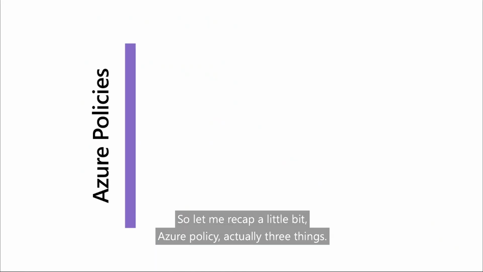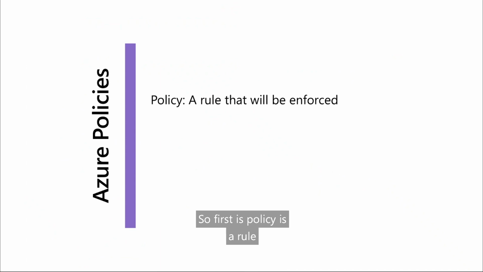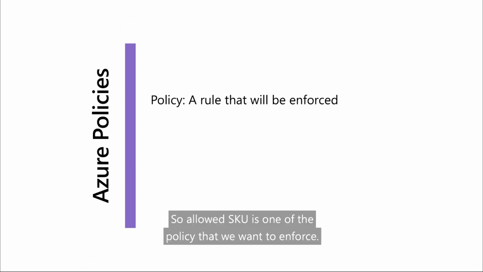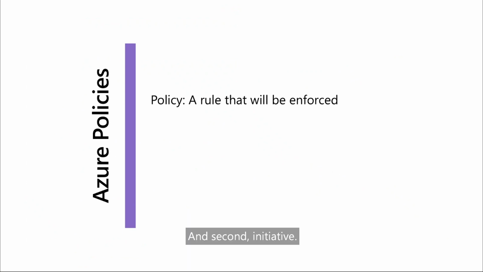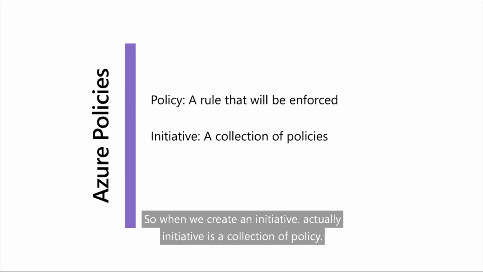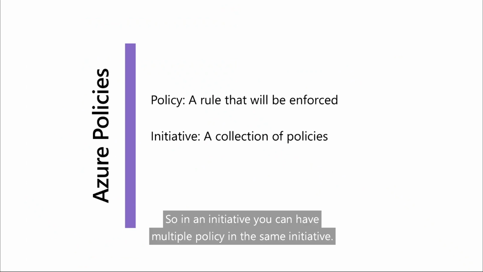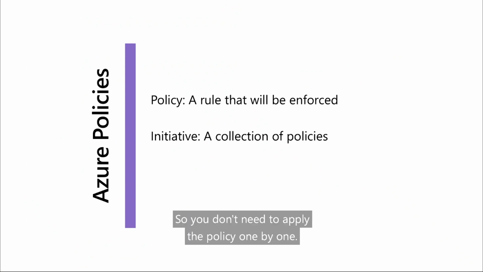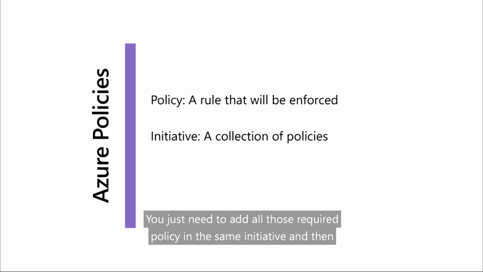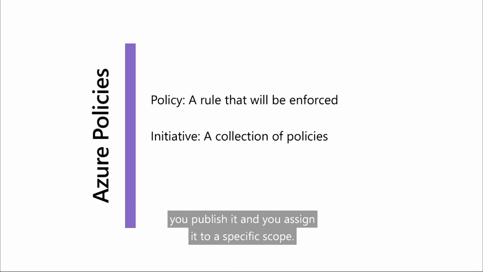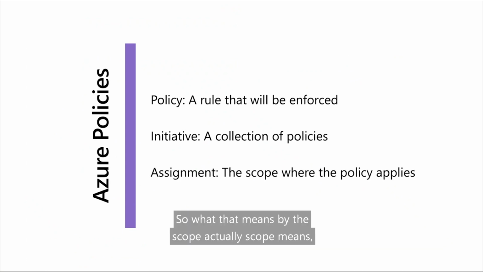So let me recap a little bit on Azure Policy. Actually, three things. First, a policy is a rule that will be enforced. Allowed SKU is one of the policies that we want to enforce. And second, initiative. An initiative is a collection of policies, so in an initiative you can have multiple policies. You don't need to apply the policies one by one. You just need to add all those required policies in the same initiative, and then you publish it and assign it to a specific scope.